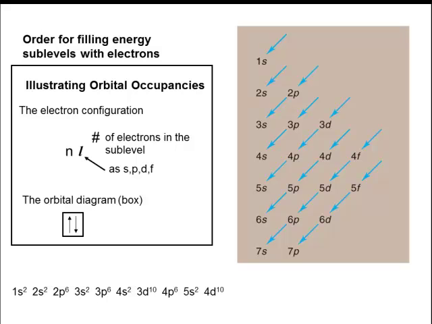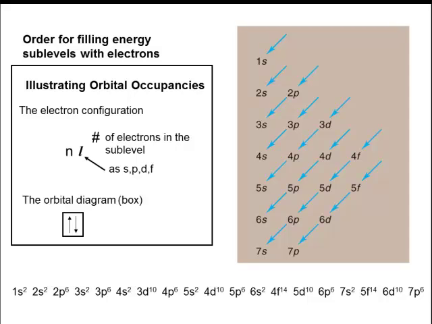5s2, 4d10, 5p6, 6s2, 4f14, 5d10, 6p6, 7s2, 5f14, 6d10, 7p6. So that's the order in which these orbitals are going to fill. That's the order of their energies. So 7p is at the highest energy level, and 1s is at the lowest energy level.